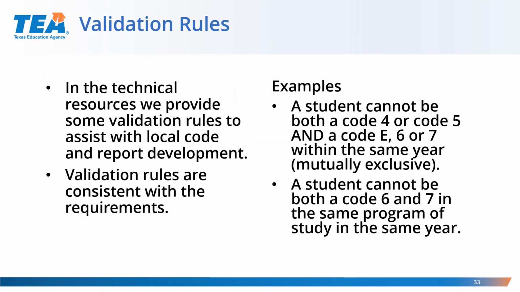In the technical documentation, we plan to include a list of some very basic validation rules that must be true per the logic or per the instructions. One example is that a student cannot be coded a code 4 or a code 5 and at the same time a code E, 6, or 7 within the same year. They are mutually exclusive. A student can also not be coded a code 6 or 7 in the same program of study in the same year. See the technical documentation for more information.